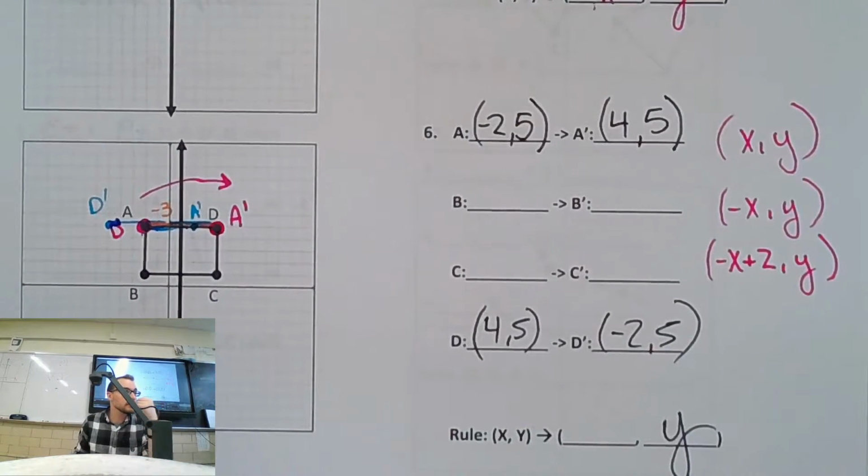Alex: I'm confused. If D prime is supposed to be on 2, why is it on negative 4? Hold that thought.